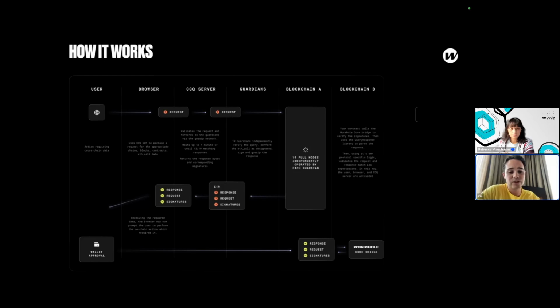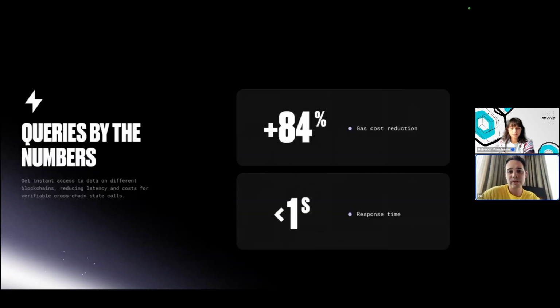So queries introduce a pull-based mechanism. Instead of pushing the data between the chains, if it already exists there, we can just query it on demand. It's basically like a universal API for blockchain data. And you do get some benefits here. It's sub-second latency on EVM and also very fast on Solana, where it's also integrated. It's up to an 84% gas cost reduction, so it can be almost an order of magnitude.